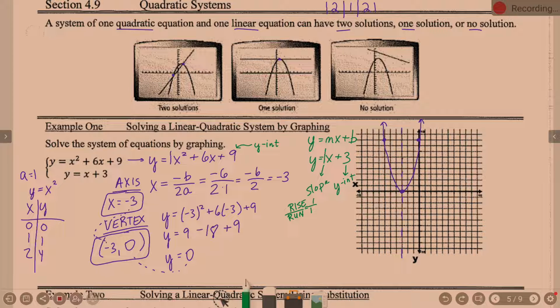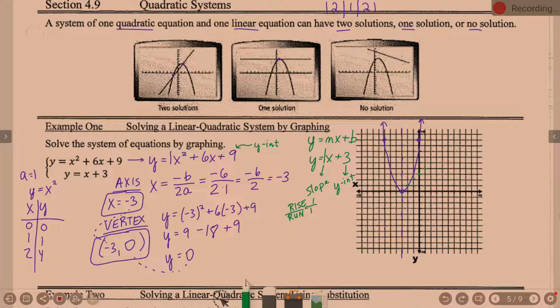Start by doing your y-intercept of 3, which means I'm going to count up 3. Then we do our slope of 1, which means I'm going to rise 1, run 1. Except I'm kind of going the wrong direction, aren't I? So what else can I do? Down 1, left 1. Down 1, left 1. Yes, I went overkill.